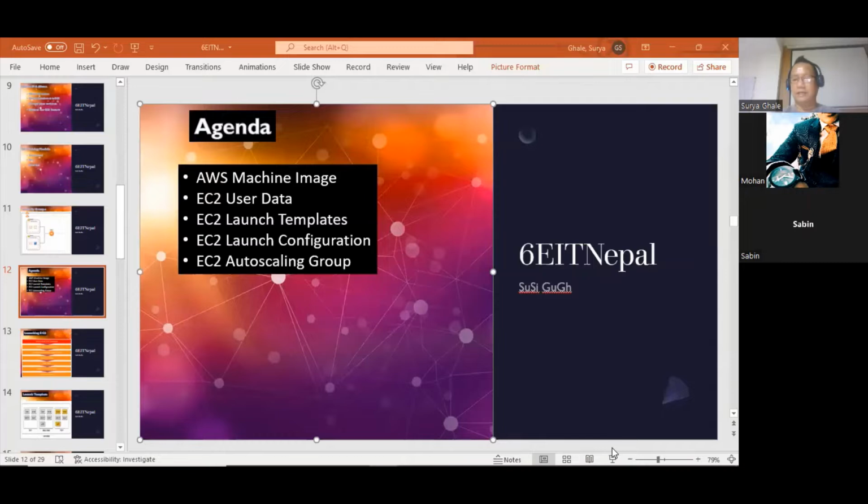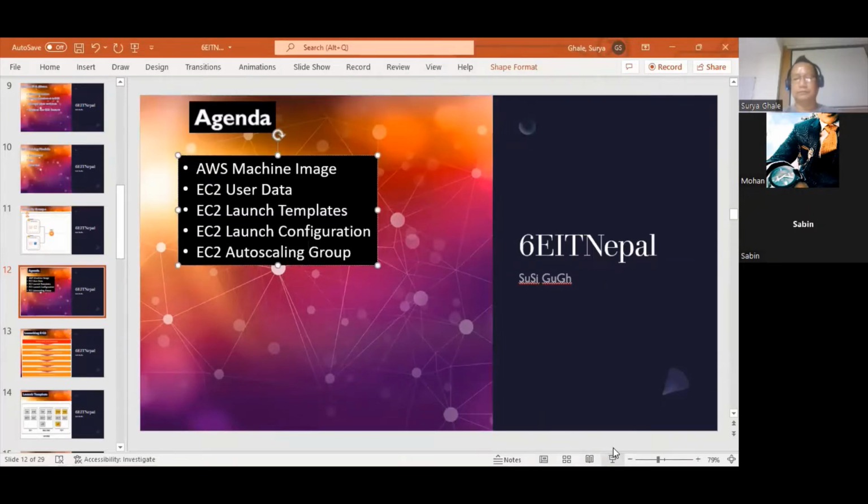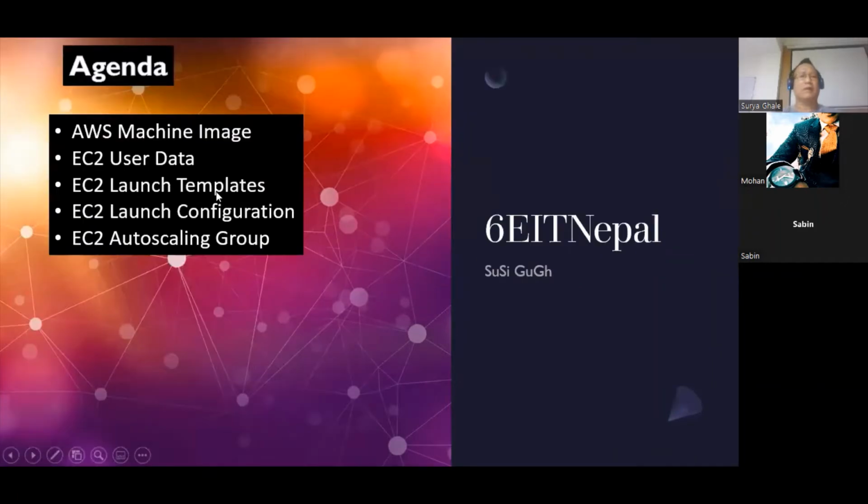Okay, so today we'll be learning about AWS machine image. In the real world, when you need to develop or create an application server, what do you need to do? You need to first install your OS, correct?